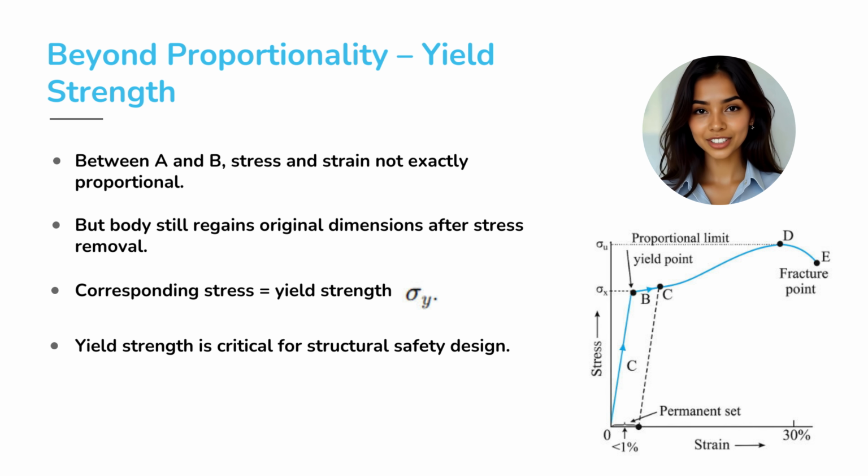Beyond this, the material starts to say, enough is enough. The corresponding stress at this point is called the yield strength, sigma y. Engineers love this number. It's the red line they never want their designs to cross. Check the curve in the diagram. The point B is clearly marked, the last safe spot of elasticity.